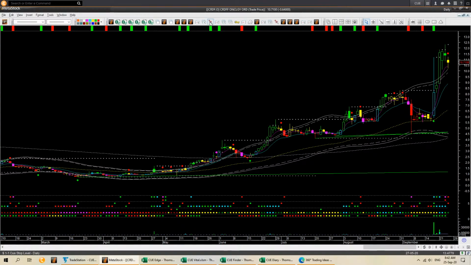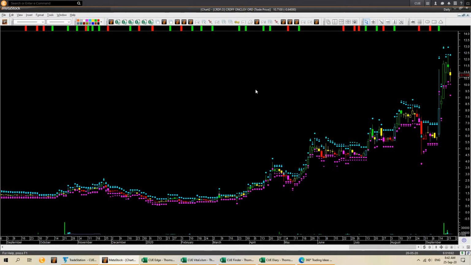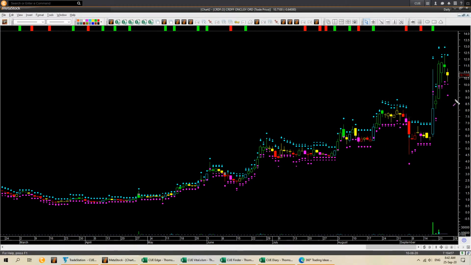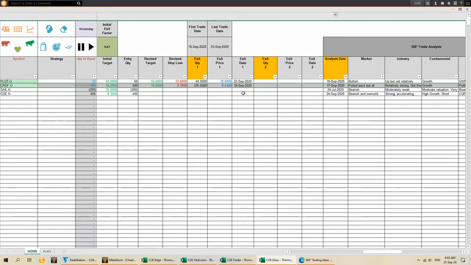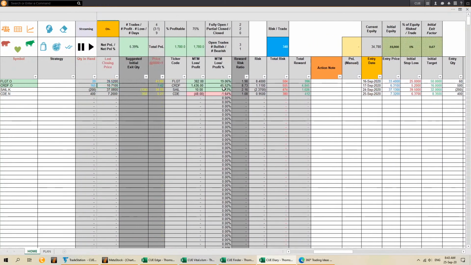Let's see where the stop is now using the Q protection signal. Earlier it was at 9.2. You can see now I can move my stop up to this level indicated by the Q protection signal. So why don't I do that? That is 10. So I'm going to go to my Q diary. What I'm doing is using a trailing stop to move my stop up if the stock is going up. So I have moved my stop up to $10.